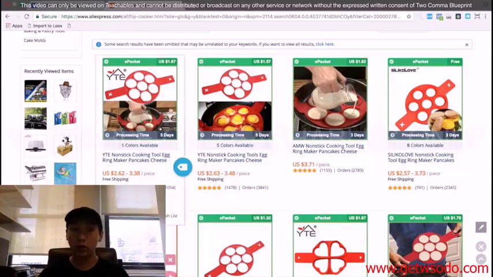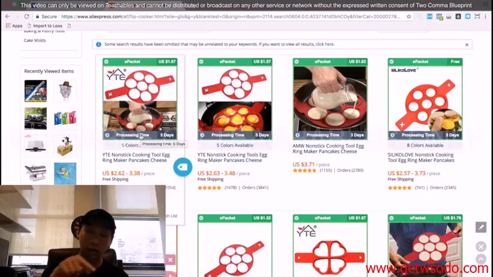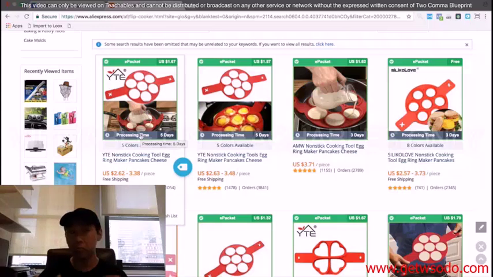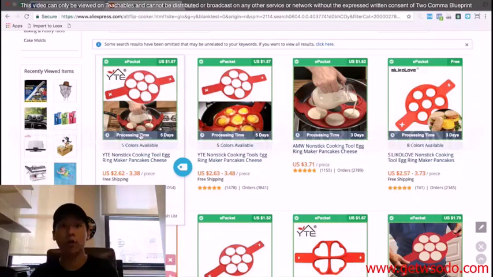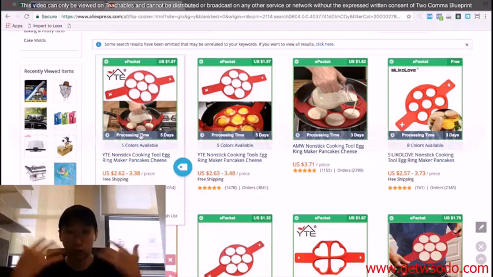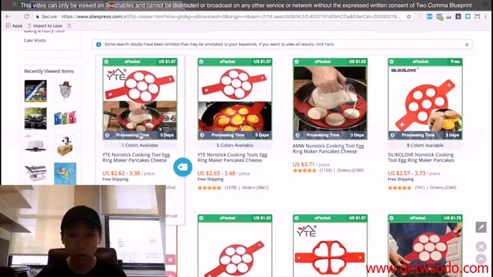And the other thing you have to look at too is the processing time. Processing time means the time it'll take to actually get your product out into the mail in China, meaning that typically it takes about 2 to 3 weeks to ship, but if it says 5 days processing time, it'll be about 3 to 4 weeks to ship instead of 2 to 3 weeks, meaning that it takes an extra 5 days. So that's something to think about before you do go with it.